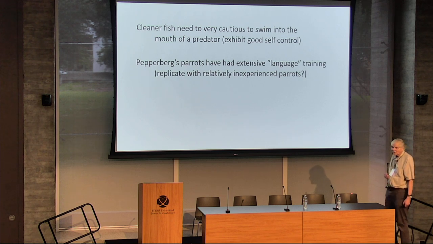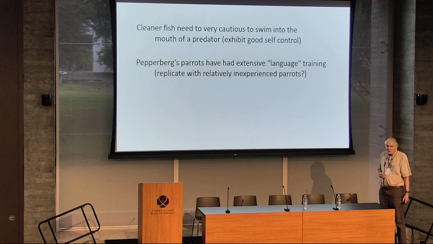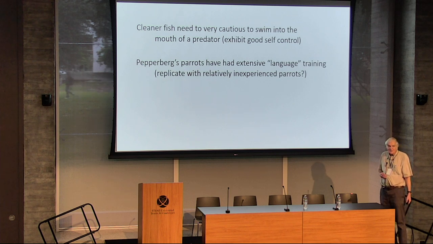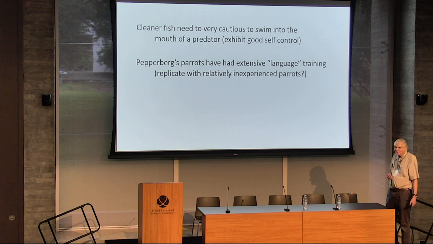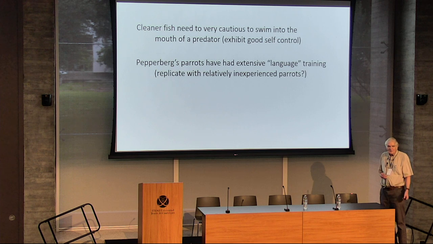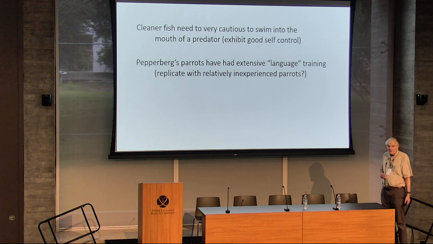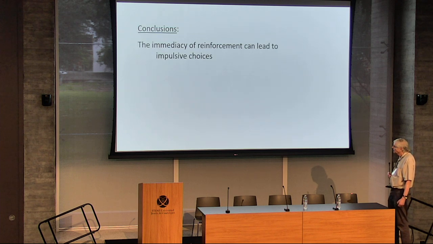The question we had is, what if we tried parrots that had much less training? Here we're talking about 10 or 15 years of training with these parrots. And I suspect that makes them less impulsive because a lot of the rewards happen to be giving the right response to a stimulus. And what that does maybe is at least potentially reduces impulsive responding.